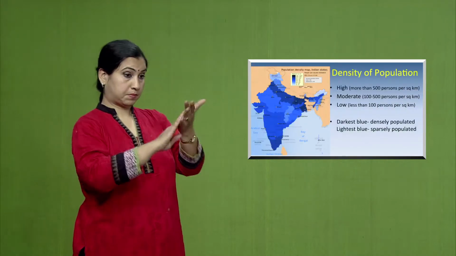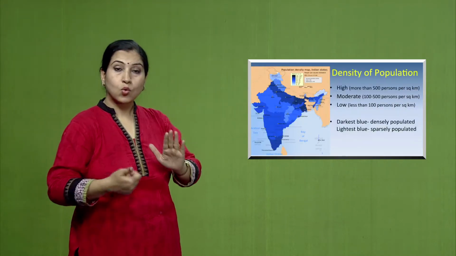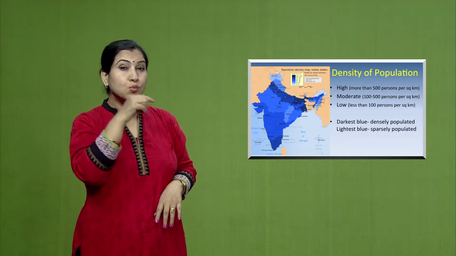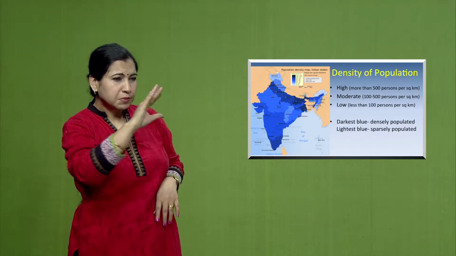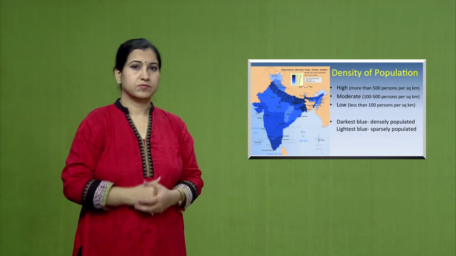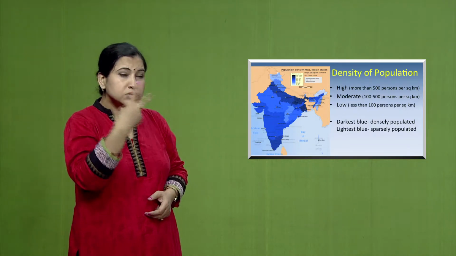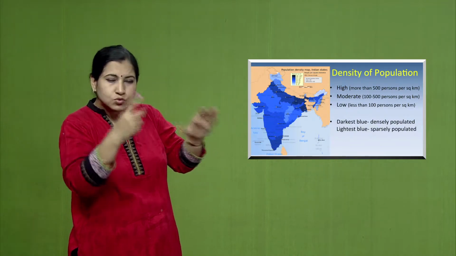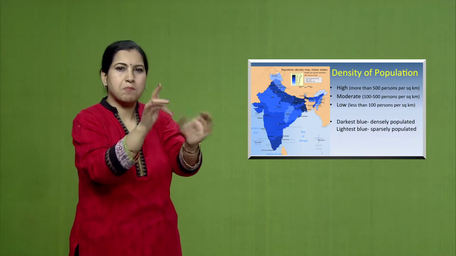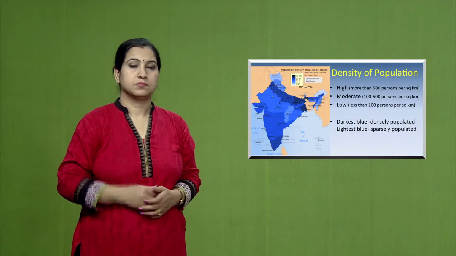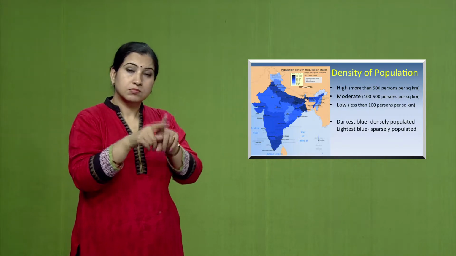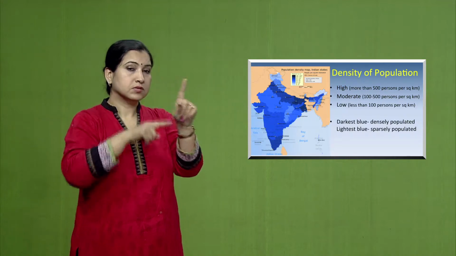The map shows that the density of population in India is uneven. The shade of blue color varies from dark to light. The darkest blue shows densely populated states and the lightest blue shows the sparsely populated states. So you can see the shades of blue, and so the density varies from one state to another.